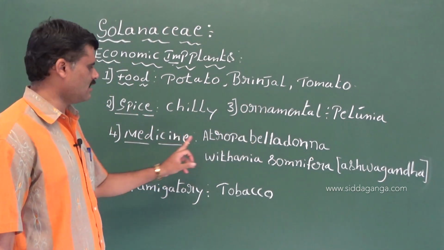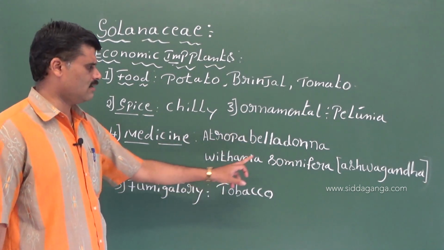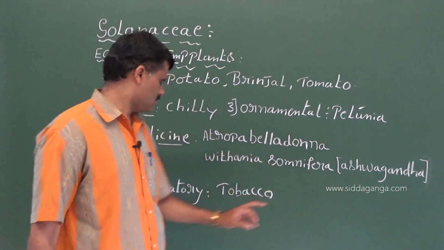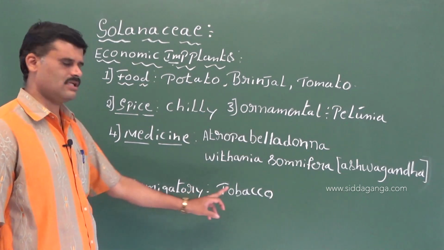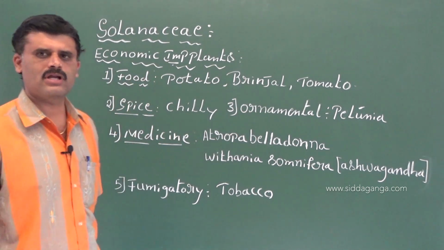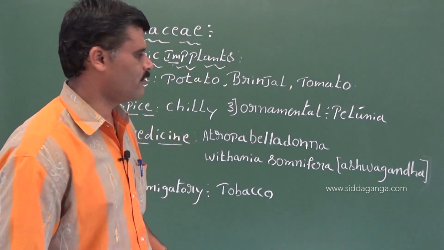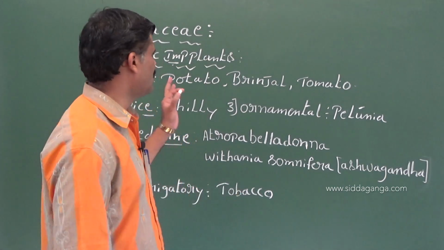Medicinal plants: Atropa belladonna, then Withania somnifera, commonly called ashwagandha. Next, as a fumigatory for smoking purposes, the tobacco plant. So these are the economically important plants present in family Solanaceae. Okay, now we discuss the characteristic features of Solanaceae.